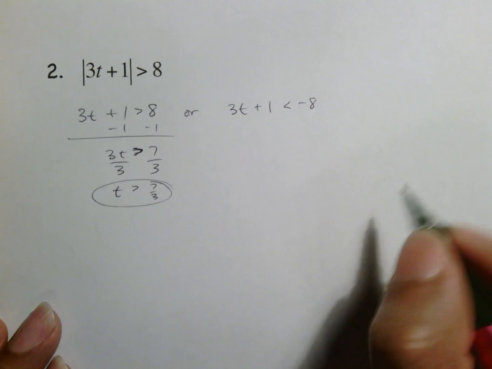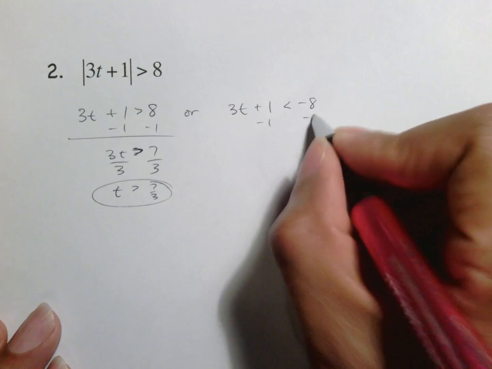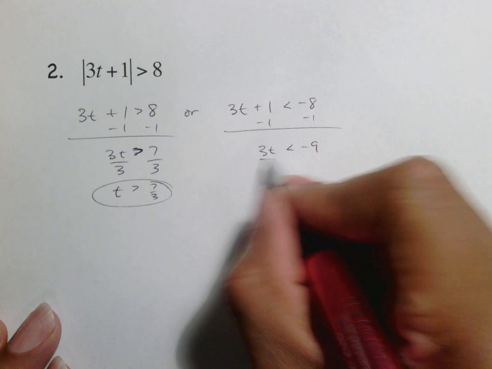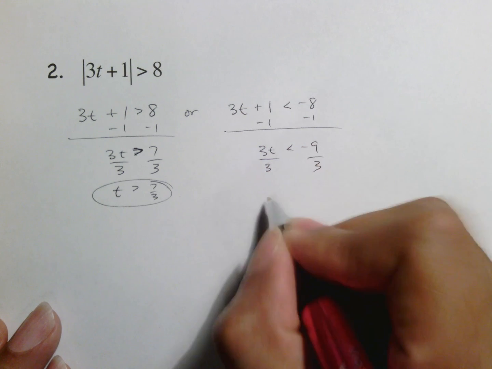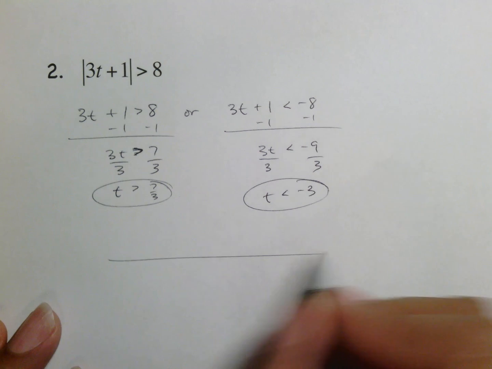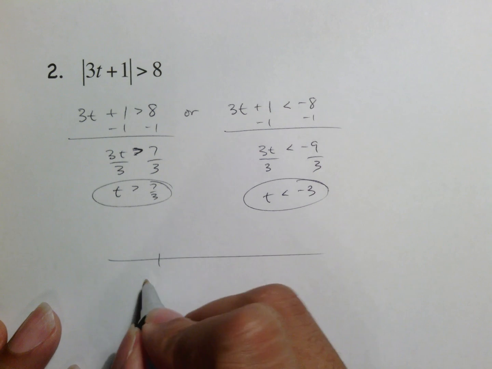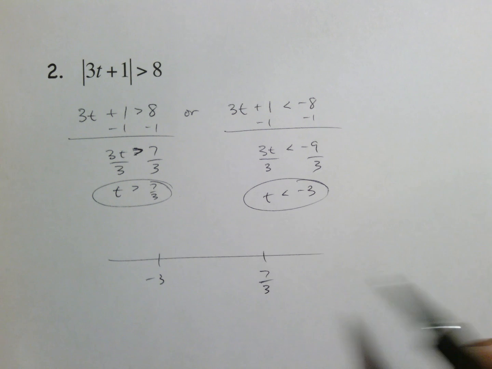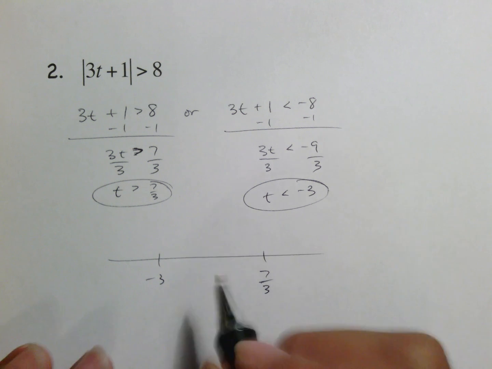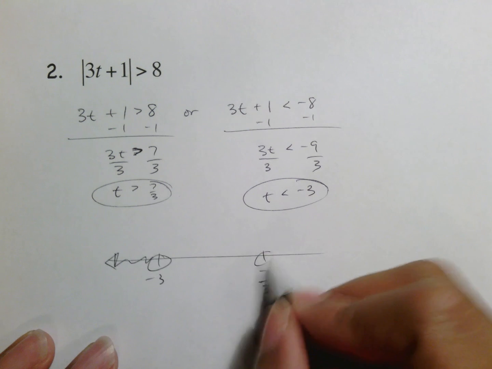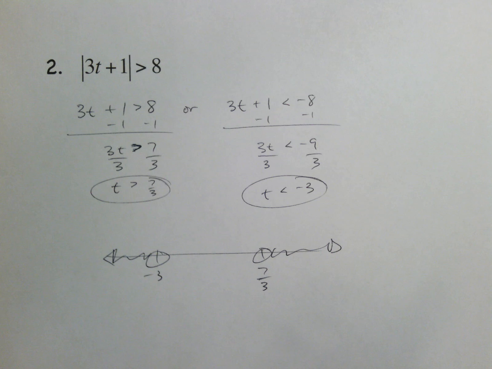7/3. Over here we go to solve it, we subtract 1 from both sides, we get 3t is less than negative 9. Divide both sides by 3, getting t is less than negative 3. The negative is obviously smaller than the positive. If you were wondering what that number is, that's about 2 point something. But either way, this is an open circle here pointing to the left. This is an open circle here pointing to the right, and that would be your graph for that answer if you had to do that.